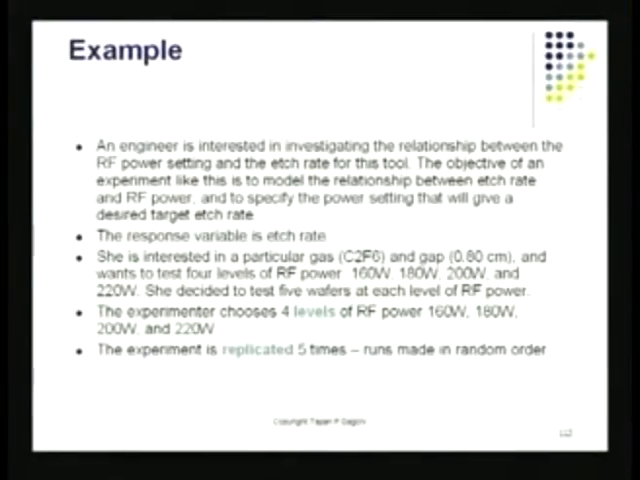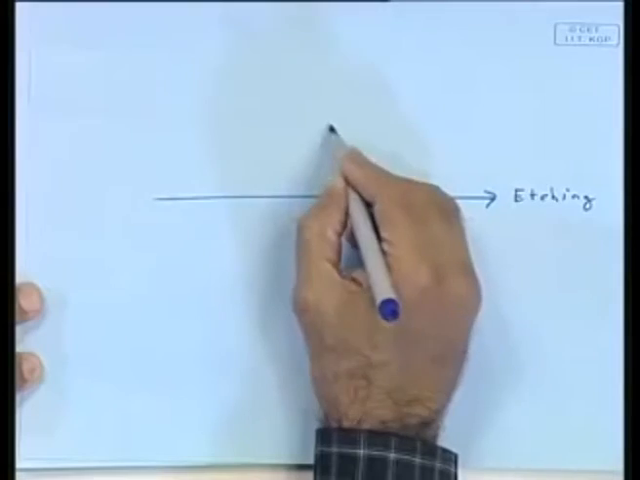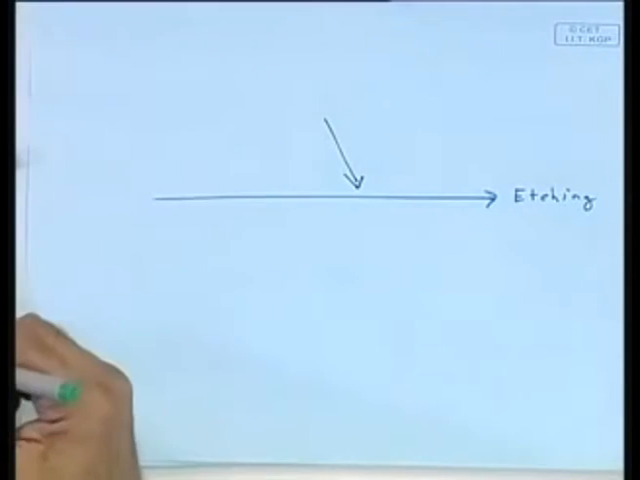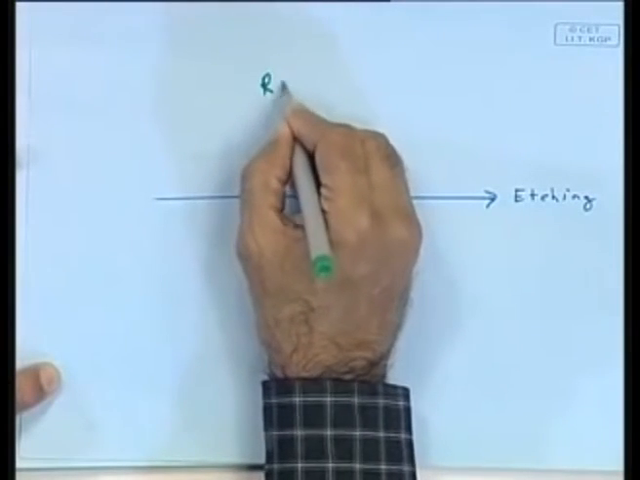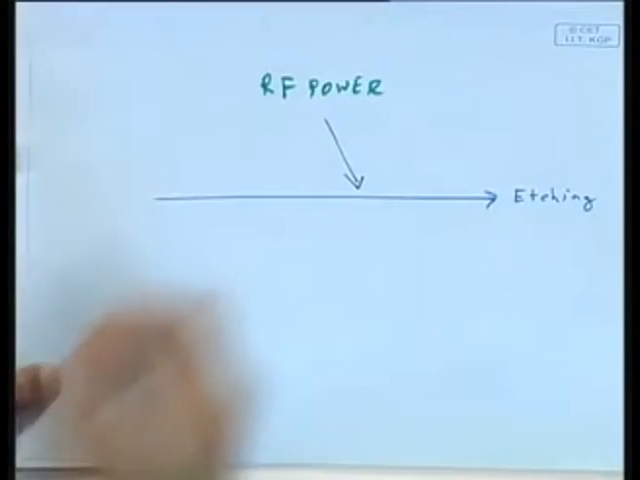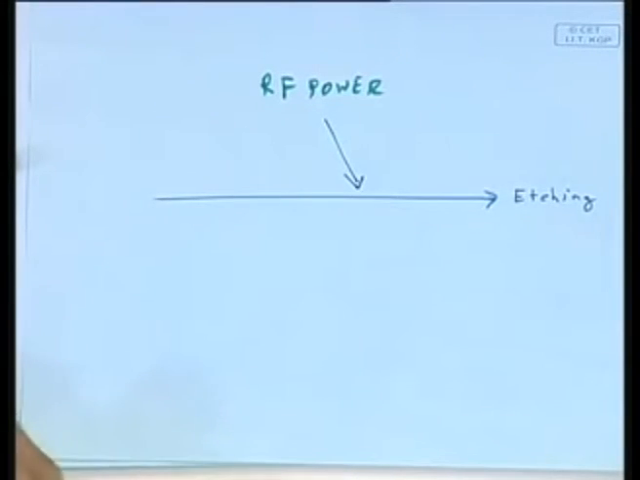Now, what we are going to be looking at is the RF power. This is the radio frequency power which is applied on the system. So that's going to be one process variable. I'm going to be putting that down here as a process variable, and that's going to be RF power. That's going to be my process variable.